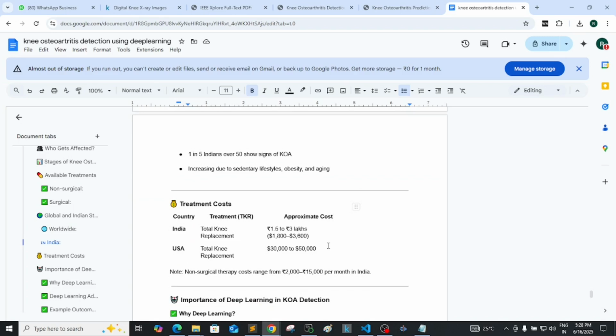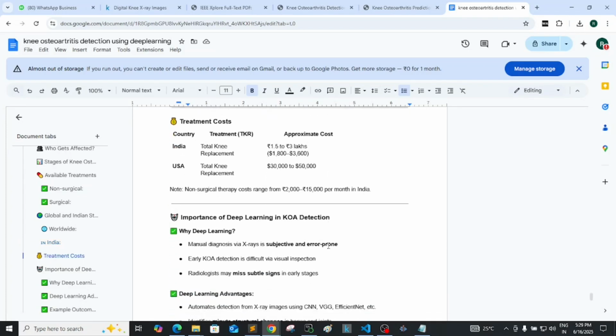And why we are discussing all this is the cost of treatment. In our country India, the total knee replacement cost is around 1.5 lakh to 3 lakh. It depends again. When it comes to the USA, it rises to a very high number, $30,000 to $50,000. This is the TKR treatment we are discussing. Even non-surgical treatment costs 2,000 to 15,000 per month in India.